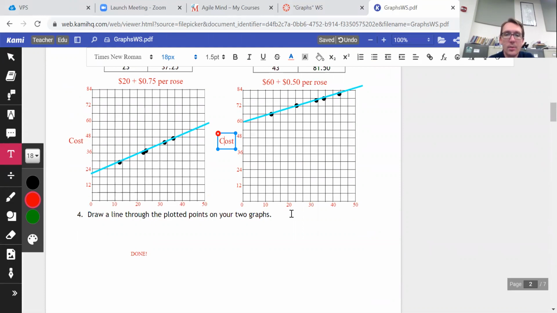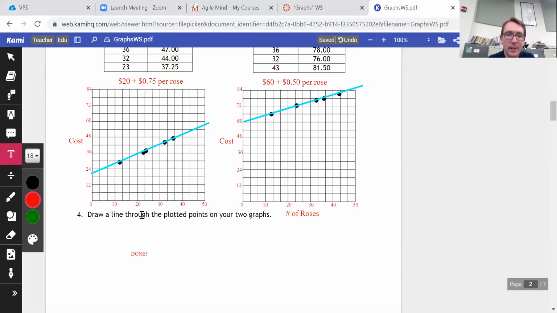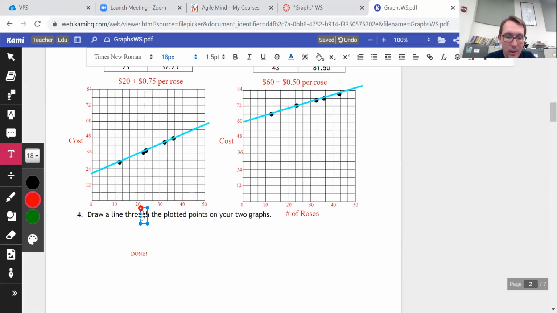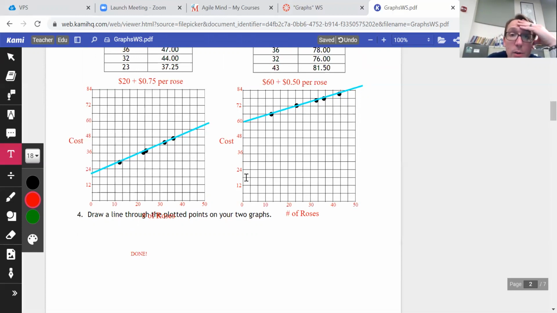And number of roses. And I'll just write it on the top of there, who cares? Number of roses. That's fine. Okay, just to make sure we got $70.